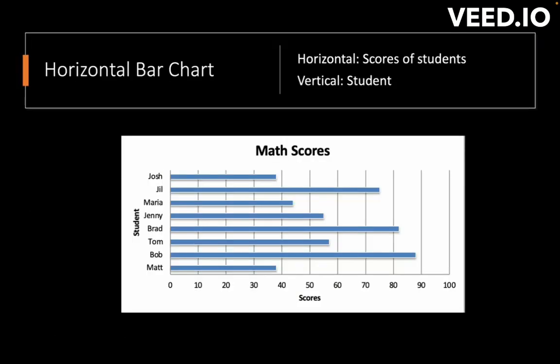And this is the horizontal bar chart. So the horizontal are the scores of the students, ranging from 0 to 100, and the vertical are the students. The longer the bar is, the higher the student's score is, and the shorter the bar is, the lower the student's score is. And as you can see, Bob has the highest math score here because he has the longest bar, and Matt has the lowest. The shortest bar goes to the student with the lowest math score.